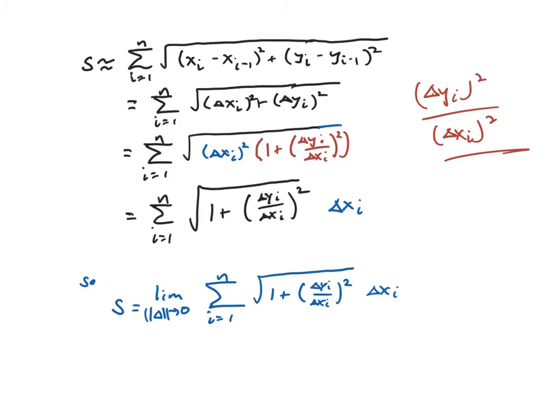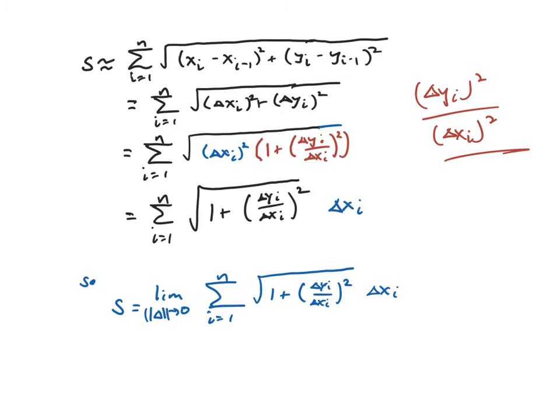Then this is saying that as the largest change in x goes to 0, that means all the others are going to go to 0 as well. The limit as the largest change in x, the norm of our partition, goes to 0, of the sum as I equals 1 to n of the square root of 1 plus this delta y sub I over delta x sub I, that thing squared, times delta x sub I.